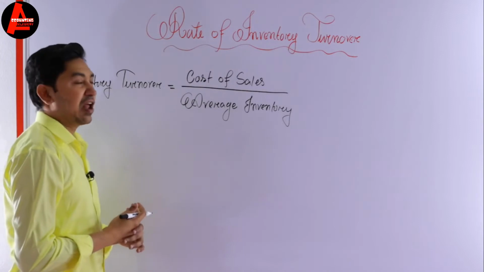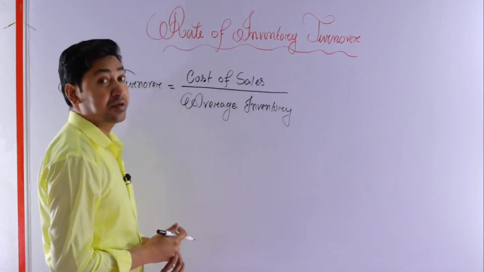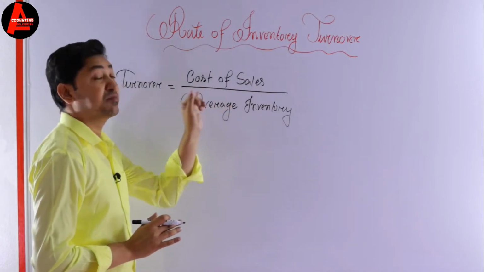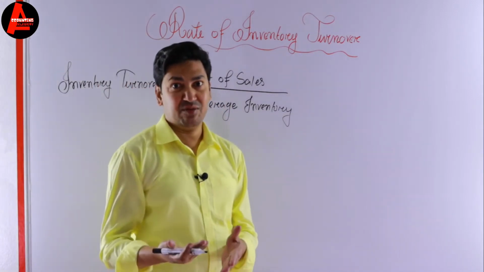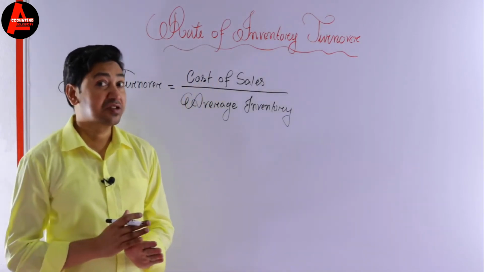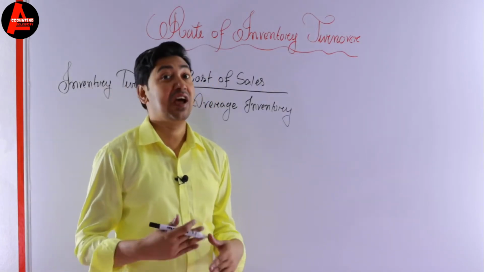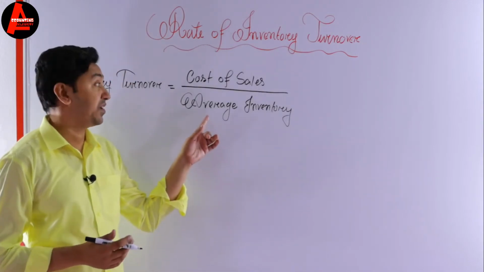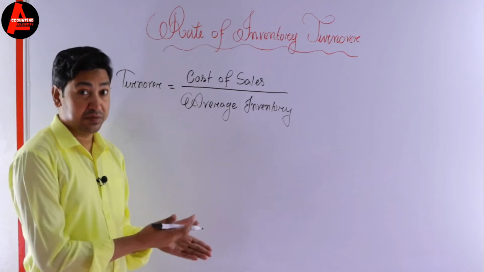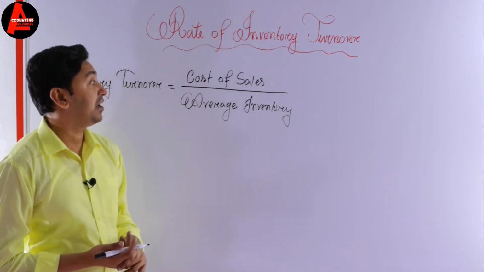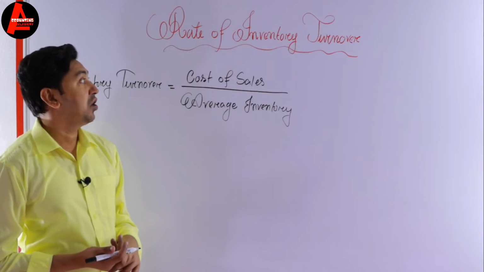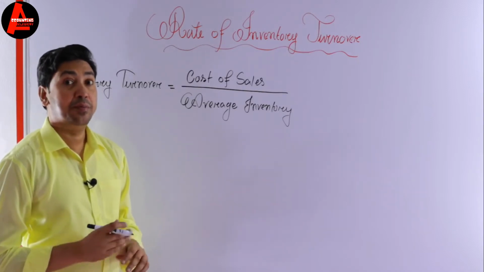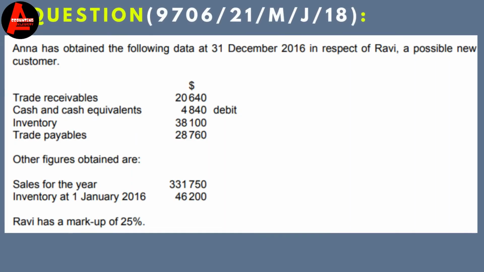So this is the formula to calculate this ratio, but the problem is that in this question we do not have cost of sales. We have the value of sales, but there is no cost of sales, and no gross profit to calculate from. Even average inventory we need to calculate. It is very easy: opening inventory plus closing inventory divided by 2. That is our average inventory. So the challenging part here is calculating cost of sales, but we have some information.